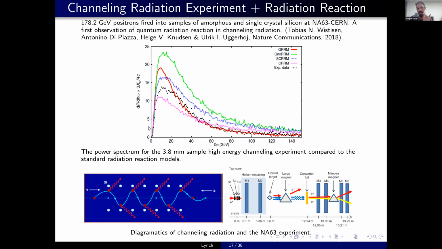That's energy per unit time per unit frequency. Black dots are the data points. And the various colored curves here are the standard catalog of radiation reaction models: the LAD equation, the Landau-Lifshitz equation, Monte Carlo simulations of them. And one that I would like to point out in particular is the red one here. This is the quantum radiation reaction model.